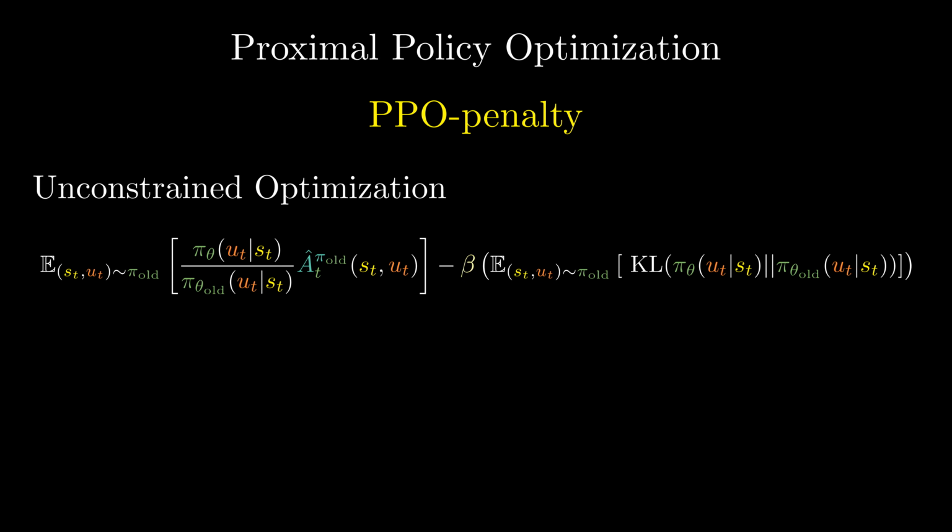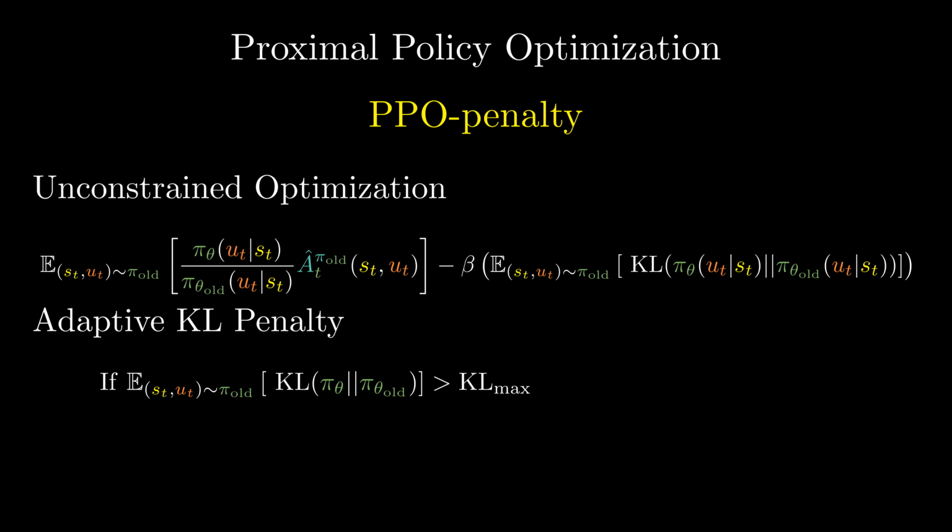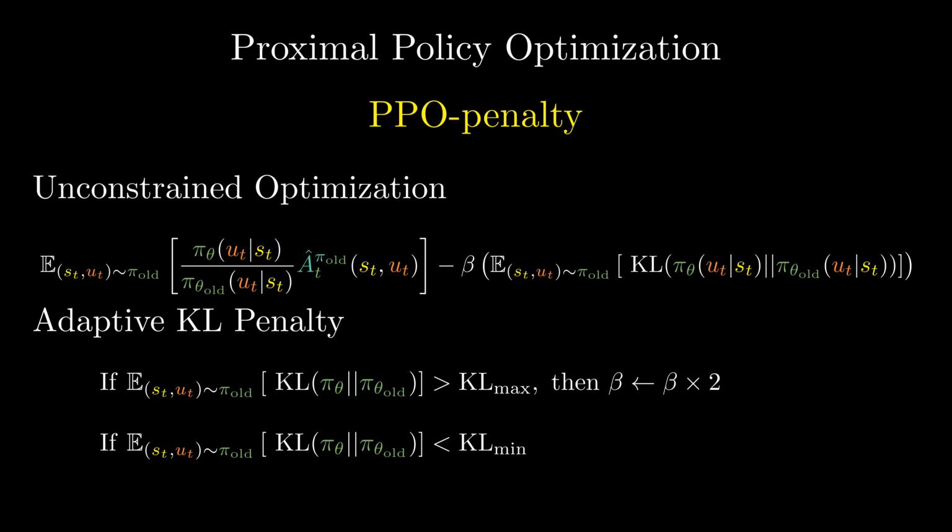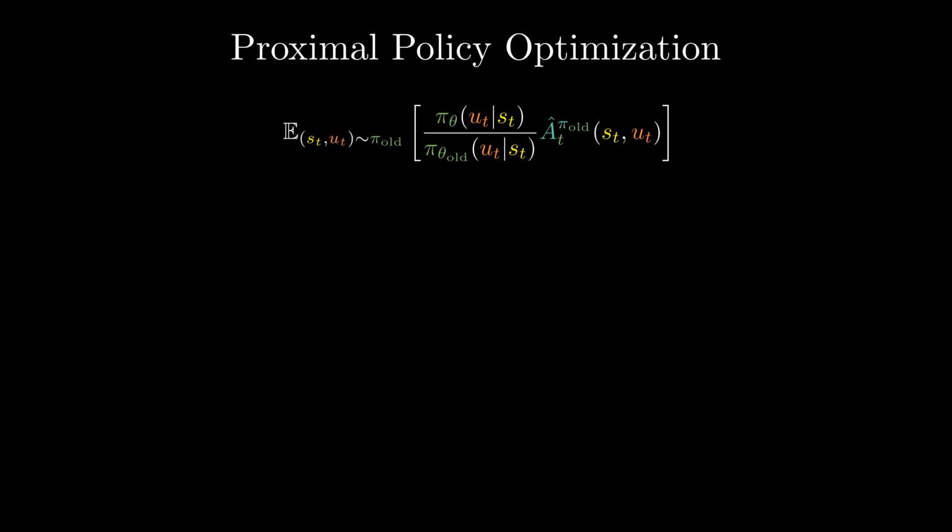The main challenge with PPO is choosing the right weight for the KL penalty, denoted as beta. PPO proposes an adaptive method. If the KL loss is larger than the threshold, it indicates that the penalty is too weak, so we increase the beta. Conversely, if the KL loss is below a threshold, the penalty is too strong, so we decrease the beta. This is nice, but can we simplify this even further?